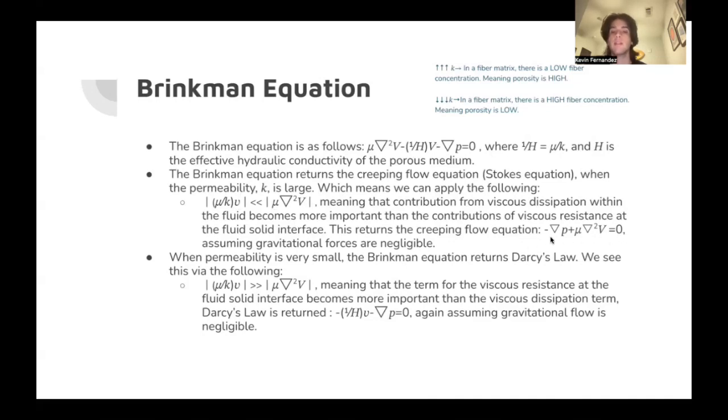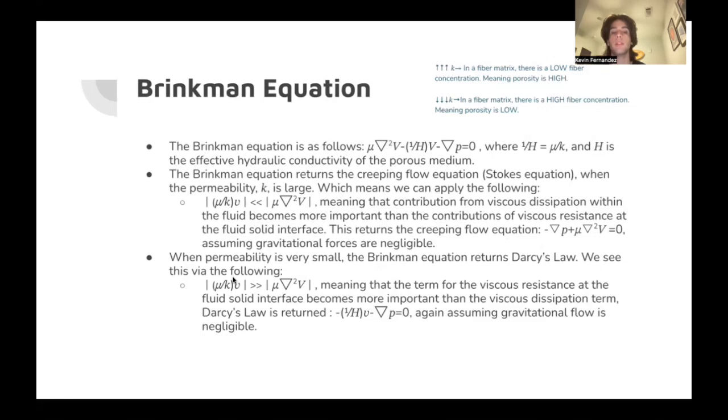But again, this makes sense because if we're saying that permeability is large, we're saying that the fluid is flowing very freely and very unhindered. There isn't that much stuff stopping the liquid flowing. That means that the contribution of viscous dissipation within the fluid becomes more important than the contribution of viscous resistance at the fluid-solid interface. And we can see how this returns a creeping flow equation, again assuming that gravitational forces are negligible.